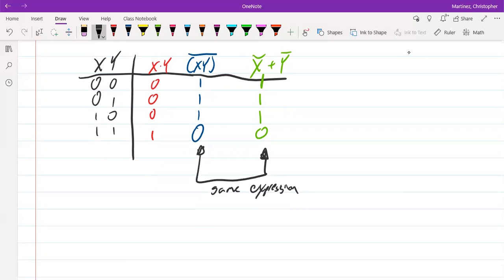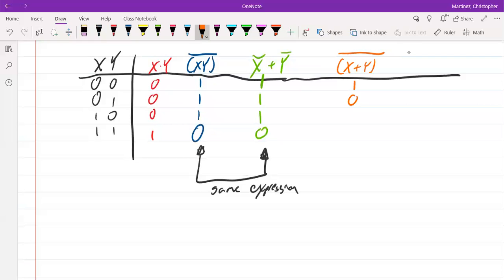Well, let's also take this and extend that out a little bit more. Let me do this in a different color. Let's do orange as x plus y with a bar over it. So 0 and 0 is 0, so that would be a 1. A 1 and a 0 ORed together, a 0 and a 1 ORed is 1, bar is a 0. We get a 1, bar is a 0. We get a 1, bar is a 0.